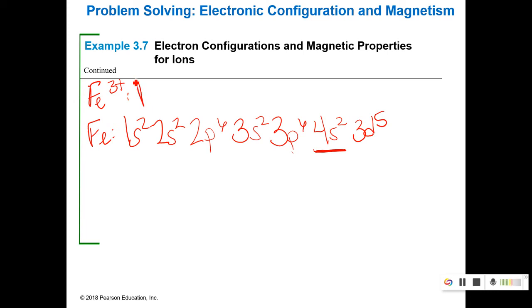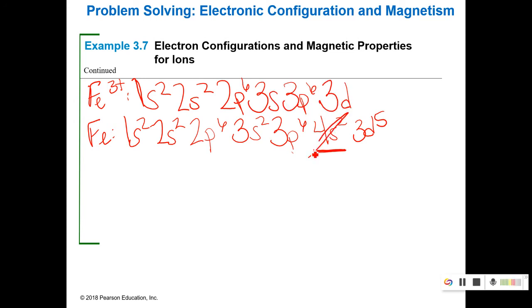But transition metals are a little different. Okay, so we're going to do 1s2, 2s2, 2p6, 3s2, 3p6. We're going to write 3d because I got rid of these two. And this one needs to go down to a 4 because it lost 3 electrons.